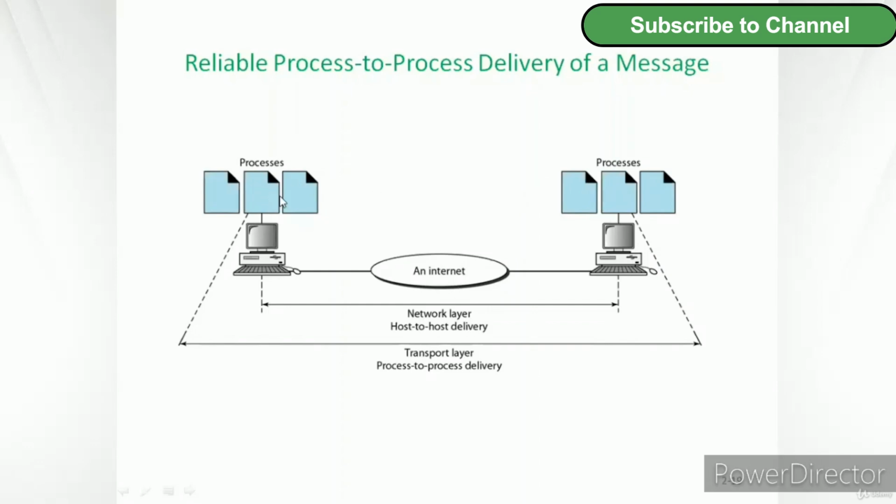But as so many processes are running, process to process communication is needed. If the process to process communication is there, then and only then reliable communication happens. Otherwise, incomplete communication happens. To make the process to process delivery, this transport layer is responsible.